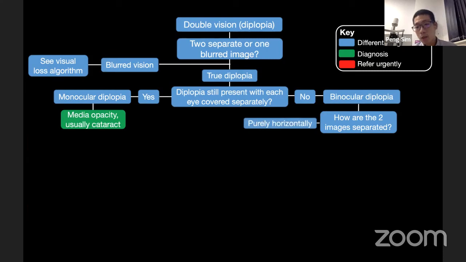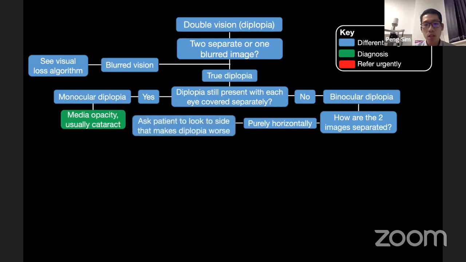The patient can tell you that it's purely horizontal, so the images classically will be side by side. In this case, usually there are only two conditions that can give you this sort of presentation. A good way to differentiate is to get the patient to look to the side that makes the double vision worse.